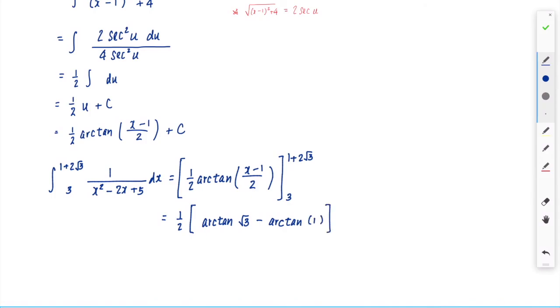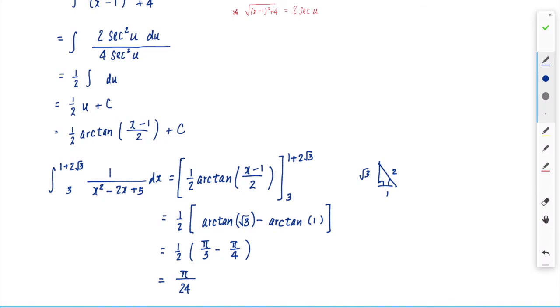Put brackets here. So arctangent of root 3, you can use this triangle, right? 2, 1, root 3. And root 3 over 1, opposite over adjacent, is the angle pi over 3. And then arctan of 1, you should know it is pi over 4. So I have 4 pi over 12 minus 3 pi over 12, which is pi over 12. Half of that is pi over 24. Done. All right.